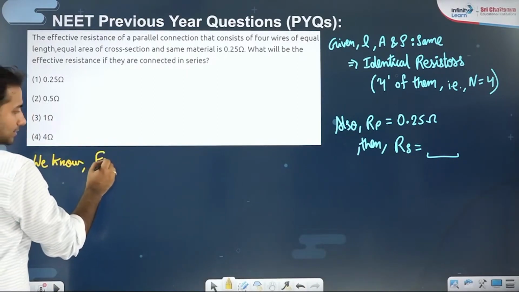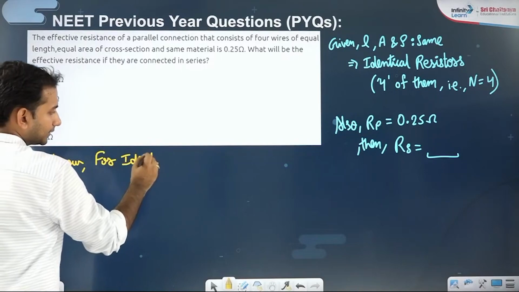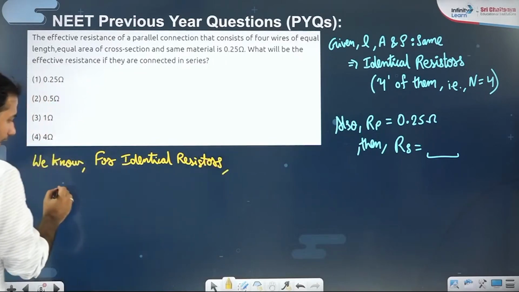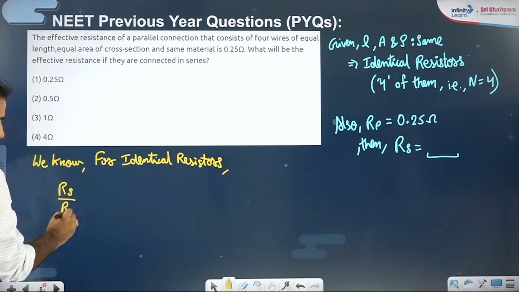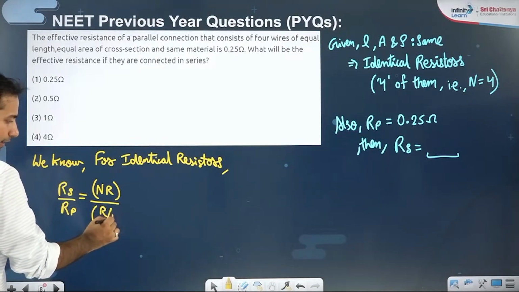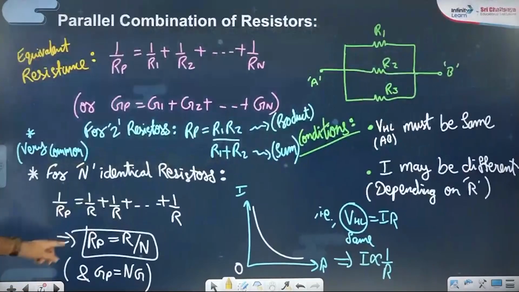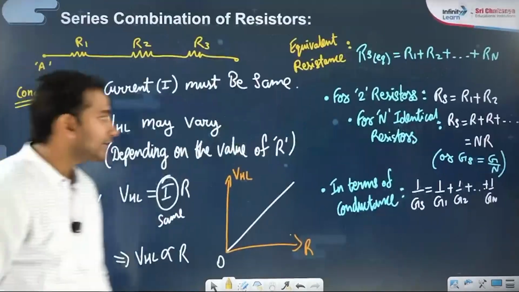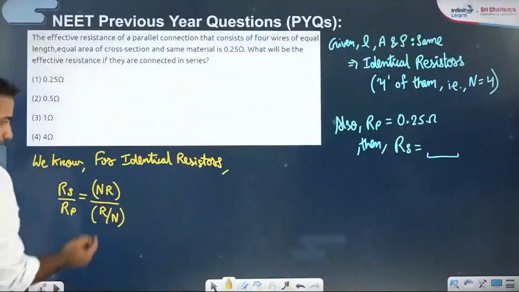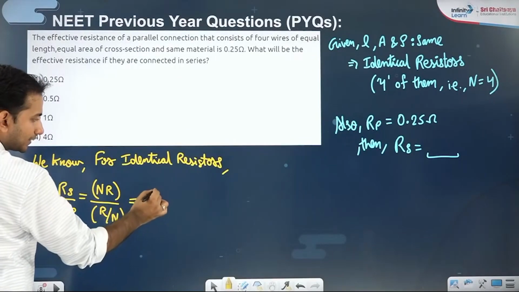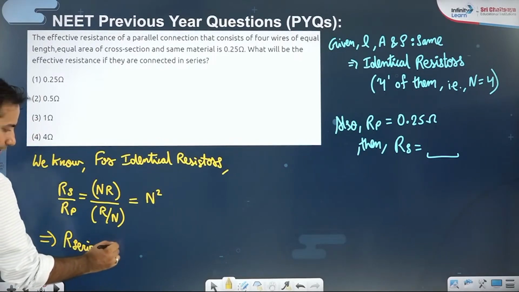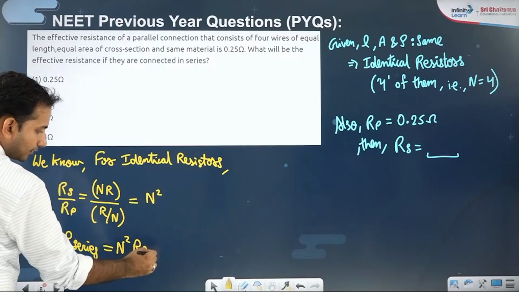for n identical resistors, R series by R parallel. R series is given by nR and R parallel is given by R by n. See, that's what we have learned. R parallel is R by n and R series is nR. So R and R get cancelled, you will get n square. This implies R series will be equal to n square into R parallel.